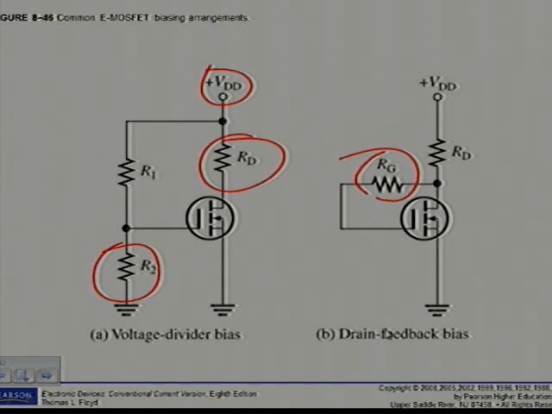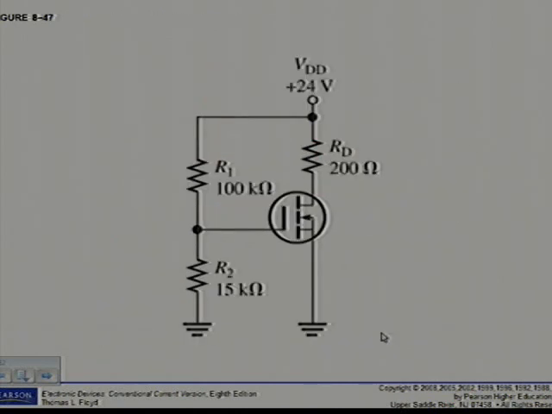On page 405, example 8.18. Determine VGS and VDS for the E-MOSFET circuit in figure 8.47. Assume this particular MOSFET has a minimum value of ID(on) of 200 milliamps at a VGS of 4 volts, and VGS threshold is equal to 2 volts. Alright, then for the E-MOSFET in figure 8.47, the gate to source voltage using the voltage divider formula, R2 over R1 plus R2 times VDD, gives me a value of 3.13 volts.